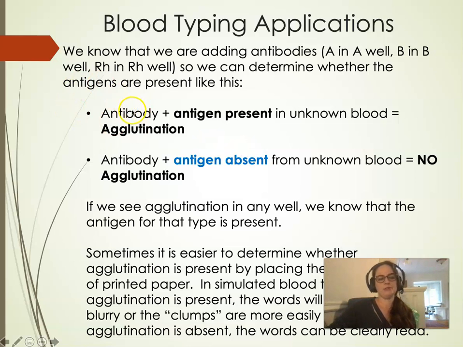So for example, if you add anti-A antibody to type A blood, it will agglutinate. If you add anti-B antibody to type A blood, it will not agglutinate. Therefore, an agglutination is, yes, you have this.